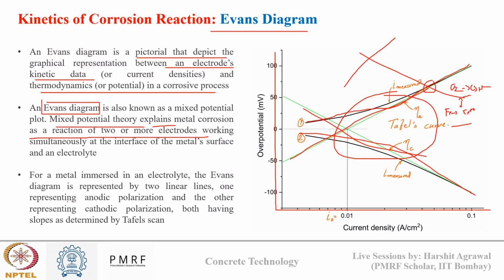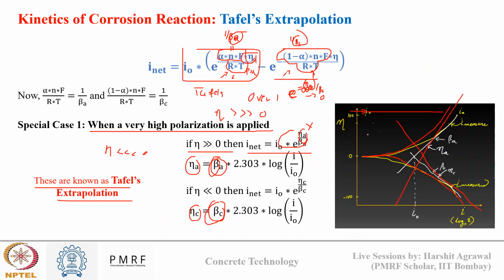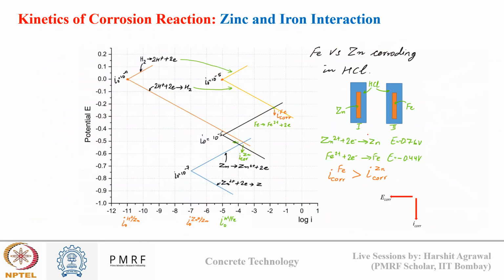So for a metal immersed in an electrolyte, the Evans diagram is represented by two linear lines, one representing the anodic potential and the other representing the cathodic potential. You can see here there are two lines. One is for anodic polarization and the second is for cathodic polarization, that we have seen earlier also from here. So this is how the Evans diagram helps us to understand.